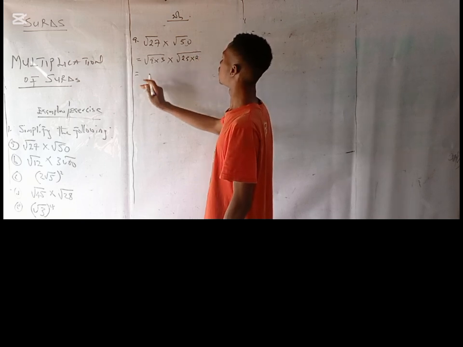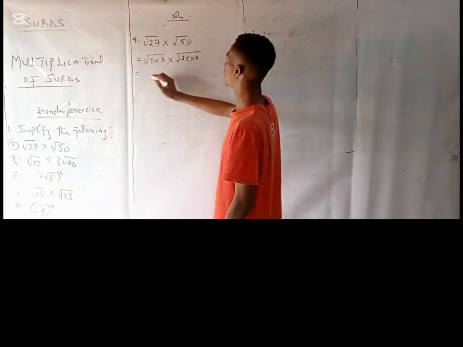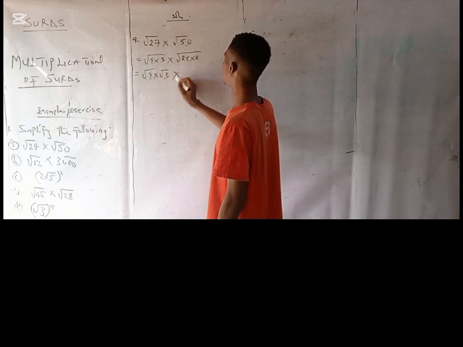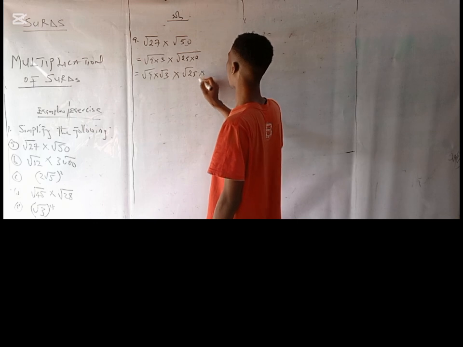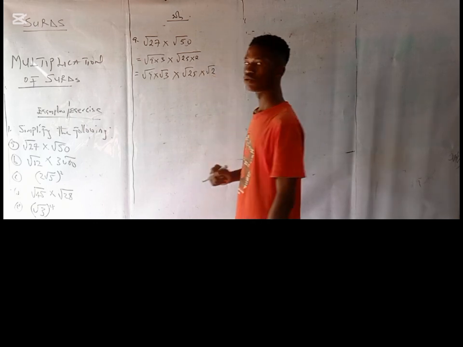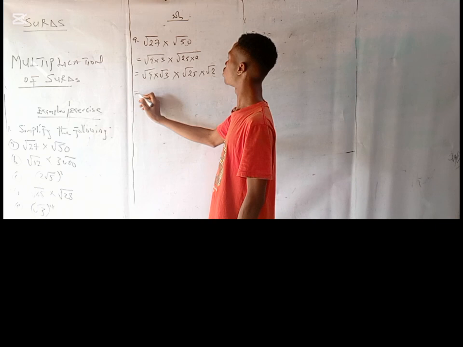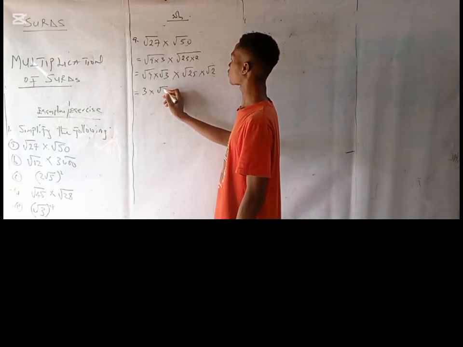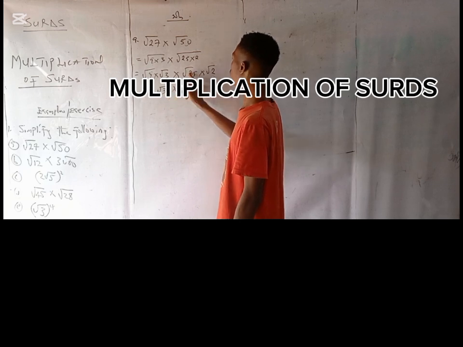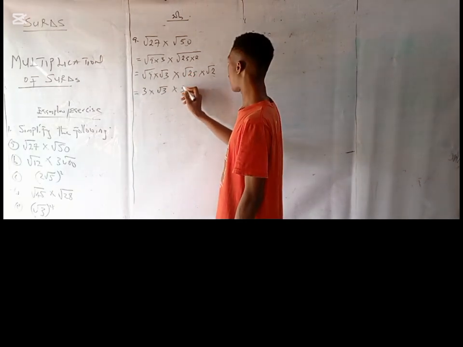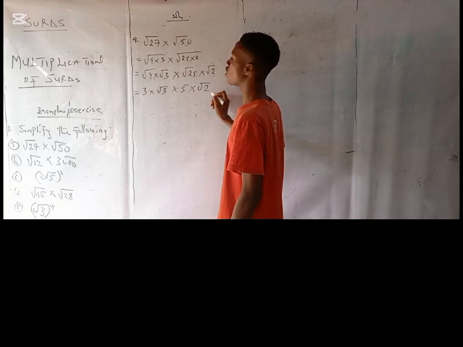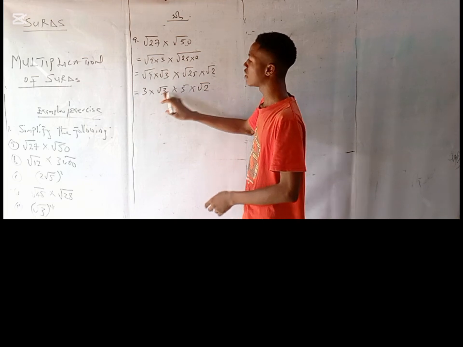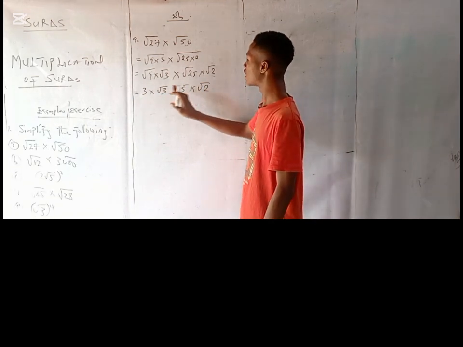So this is equals to what? Separating the surds, taking them differently. So we have root 9 times root 3 times root 25 times root 2. Are we together? So this is equals to root 9, we have it as 3, times root 3, times root 25, that's 5, times root 2. Remember what I told you at the initial time? You multiply whole number by whole number and surd by surd. Whole number by whole number, surd by surd.